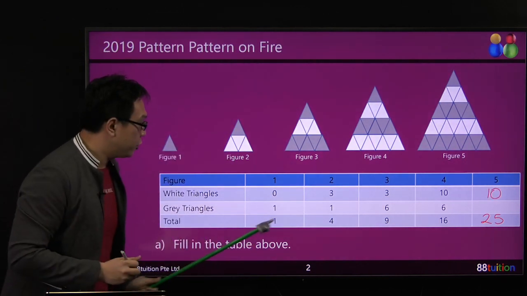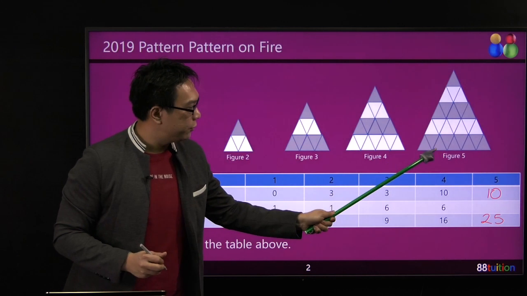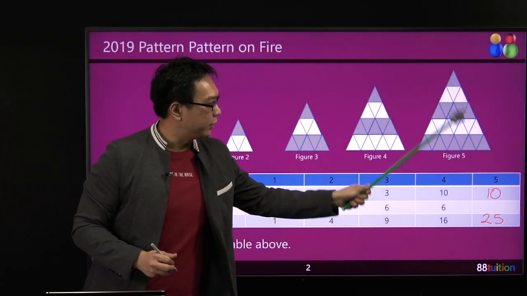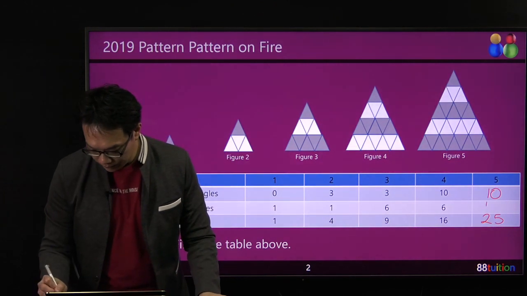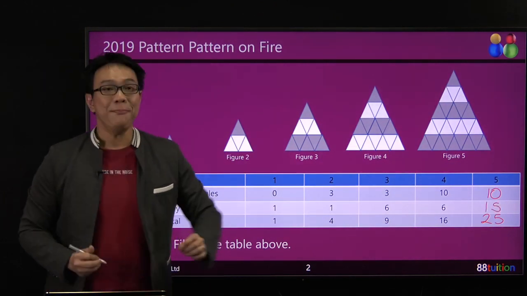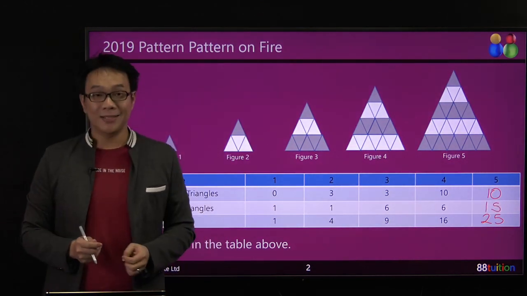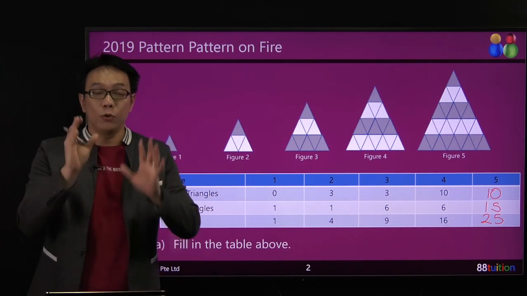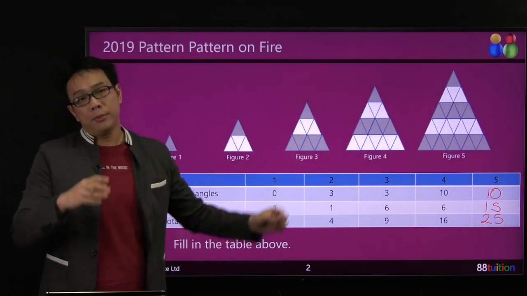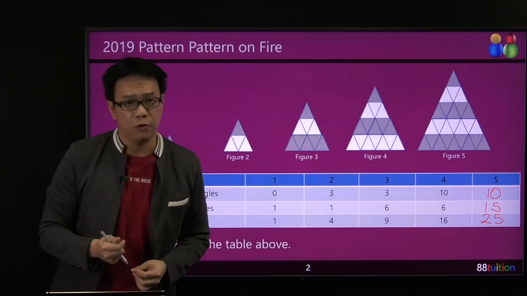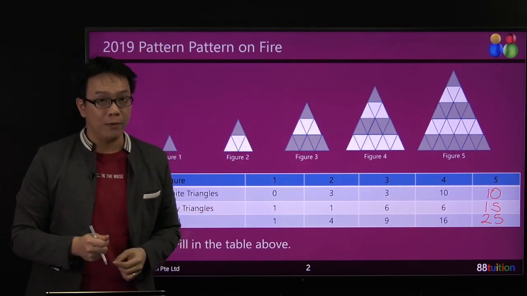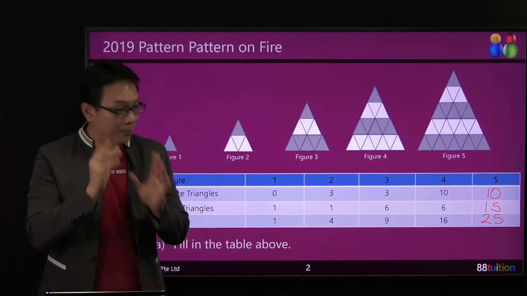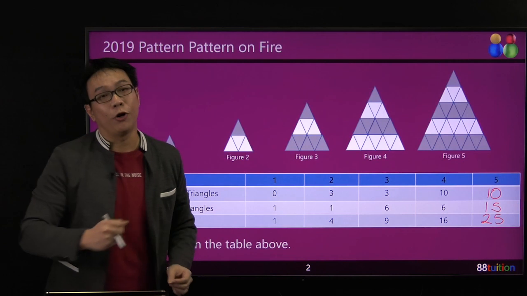And how many grey triangles are there? We can count. 1, 2, 3, 4, 5, 6, 7, 8, 9, 10, 11, 12, 13, 14, 15. 15. 10 plus 15, is it 25? Yes. Alright. So, in this question, part A, you can even draw it out. Because figure 5 is next to figure 4 only. So draw out, it's okay. It doesn't take a lot of time. And draw properly. After you draw properly, then you can fill in the blanks, you can secure marks, why not?